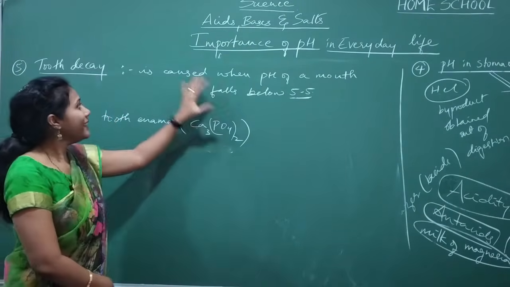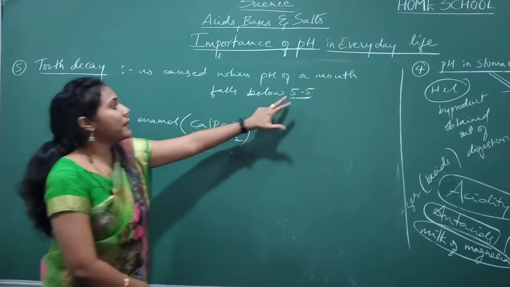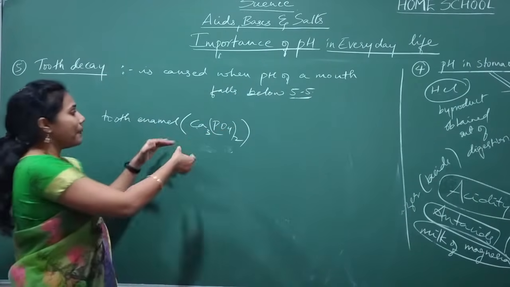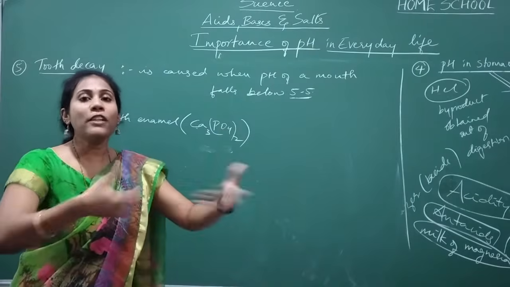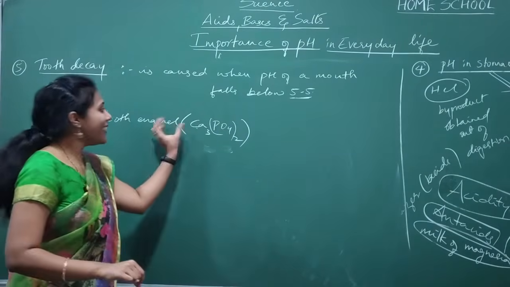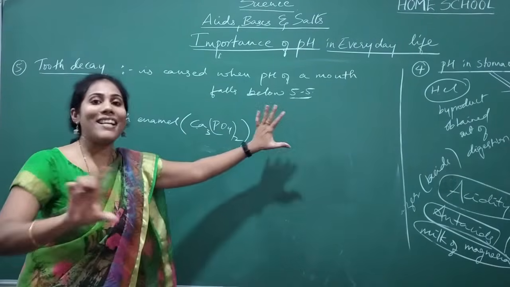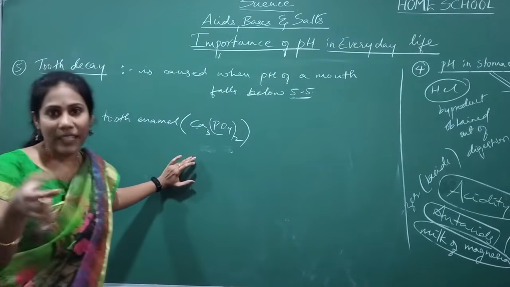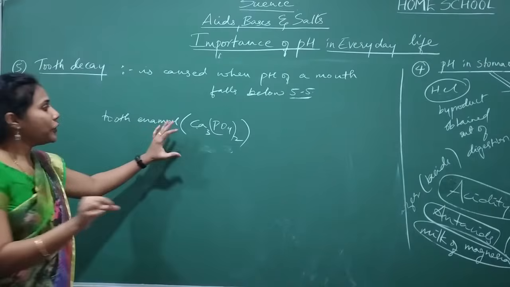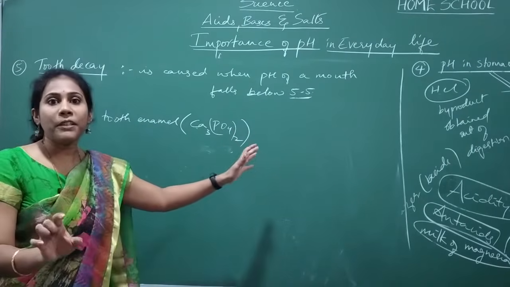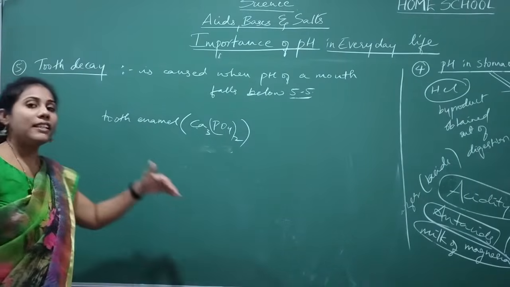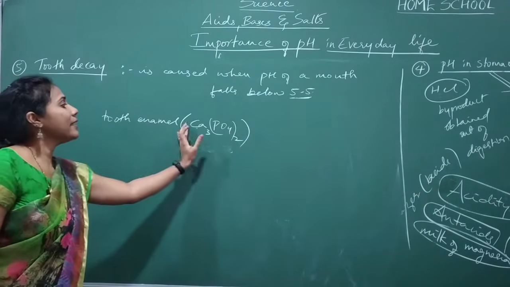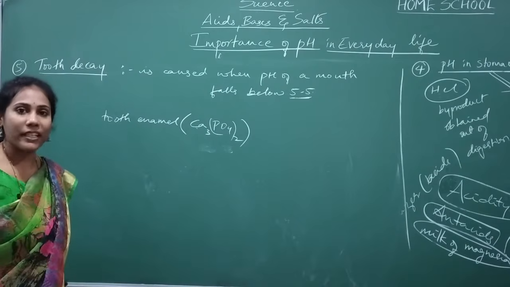Okay, so when the acid content is more, when the pH of the mouth falls below 5.5, this enamel slowly goes off. It will get dissolved in the acid that is produced in the mouth. The enamel is like a protective layer, and once this protective layer goes off from the tooth, then slowly tooth decay occurs. So remember, the tooth enamel contains a chemical called calcium phosphate.